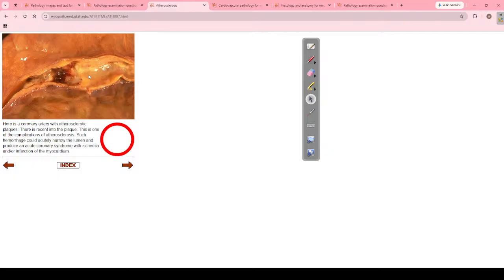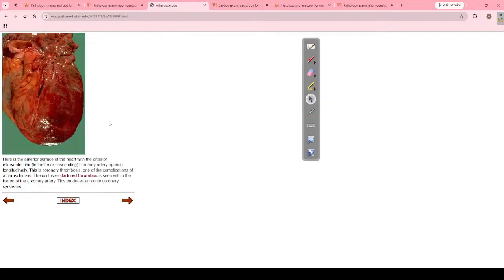And this is also another atherosclerotic plaque. This is a recent hemorrhage into the plaque. This is one of the complications of it. Such hemorrhages could acutely narrow the lumen and produce acute coronary syndrome. There is ischemia and infarction.